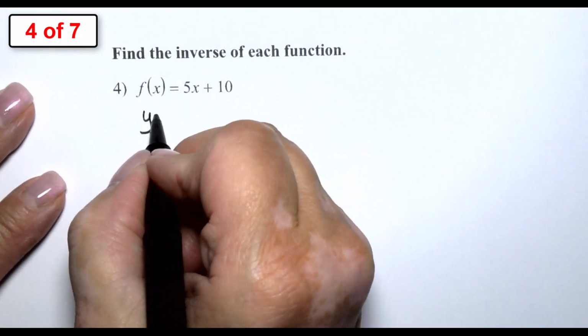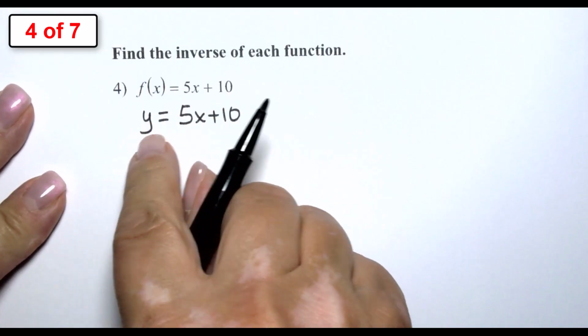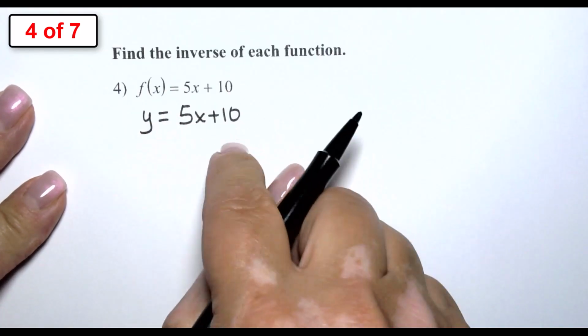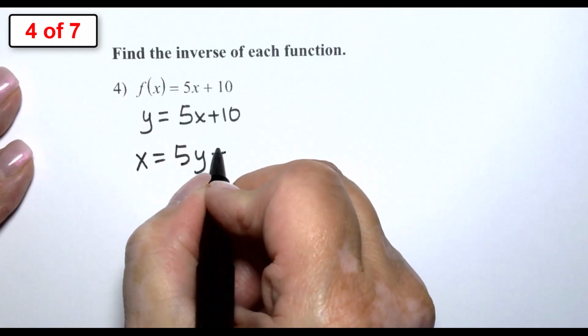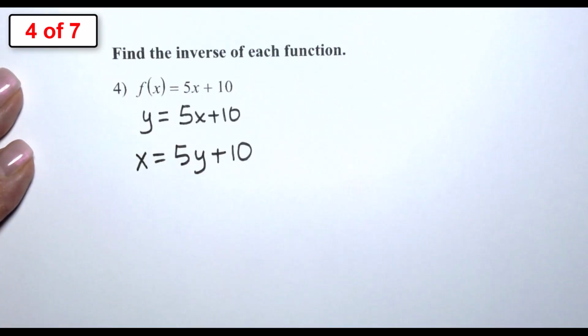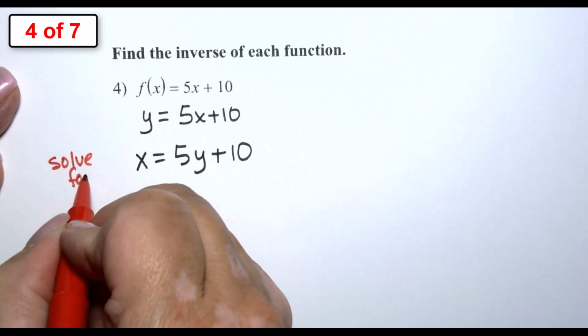If you need to find an inverse, the first thing you do is, if it's not already written as y, I change f of x to y. And then you have to exchange the x and y, just flip them. Rewrite it like this. Then your next step would be to solve for y, like we do all the time.